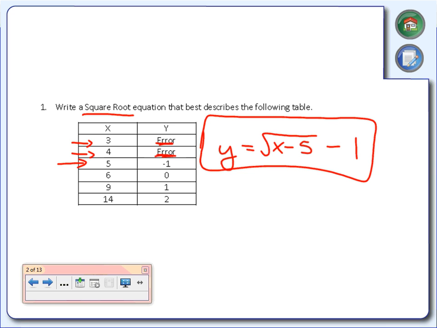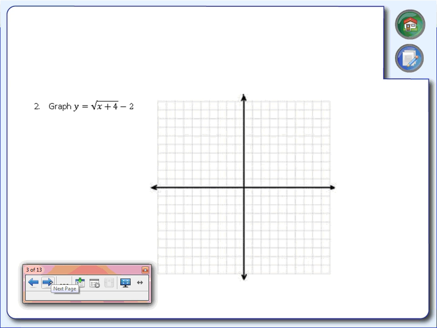So unfortunately, there's no short, fast, easy way like with our linear and quadratic. We're going to have to kind of play around with it. Later on, we'll talk more about how to come up with the equation a little more in detail. Right now, we're just kind of playing around. Okay, so that was number 1. That's a little tricky there, guys. Number 2, now this one should have been straightforward. All you were asked to do was graph y equals the square root of x plus 4 minus 2.